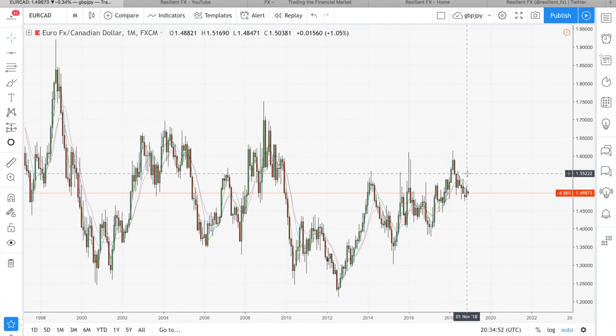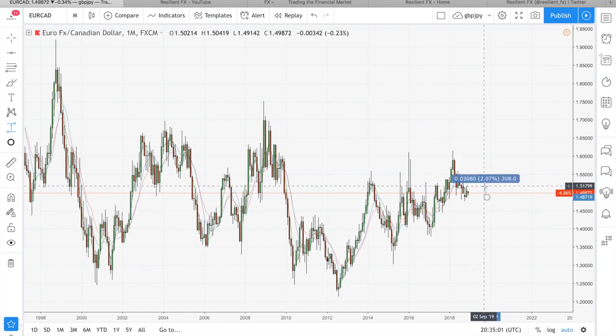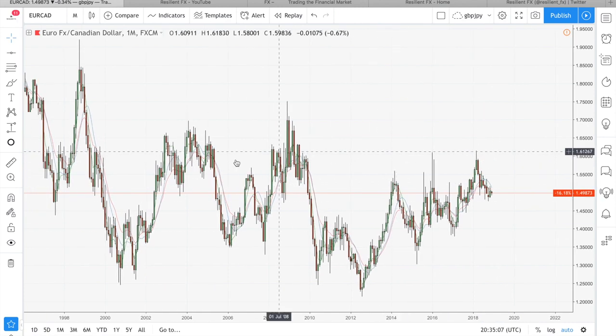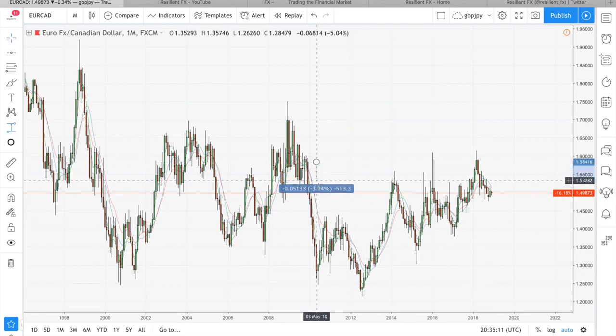Only last month we got some bullish momentum, which was around a 2% increase at 308 pips, which is good. For a month, there's some volatility, but not much volatility, as you can see, compared to other months with these candles. These are looking like 5% at about 850 pips.